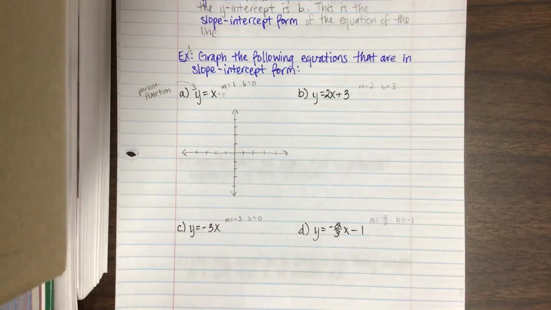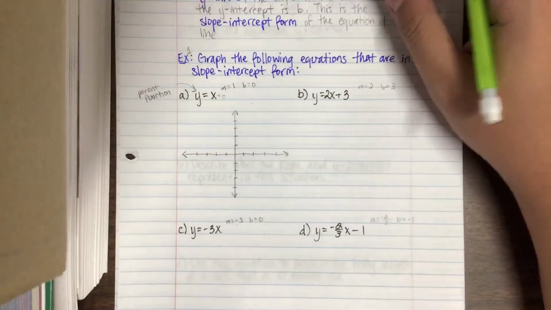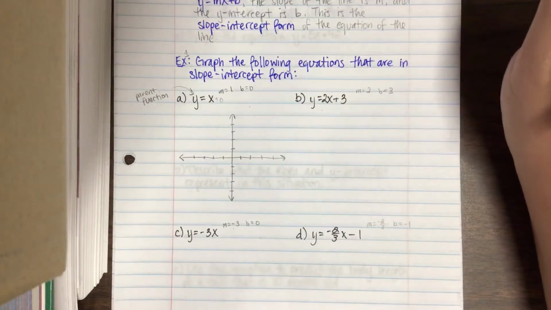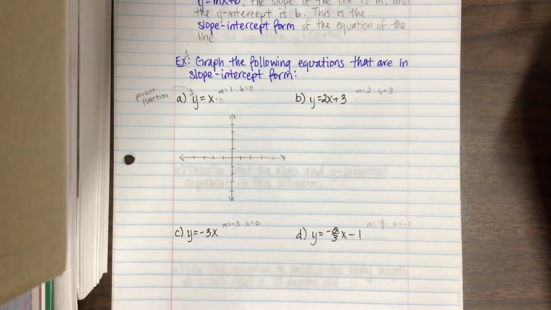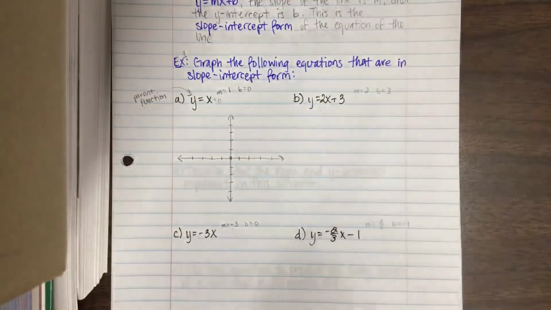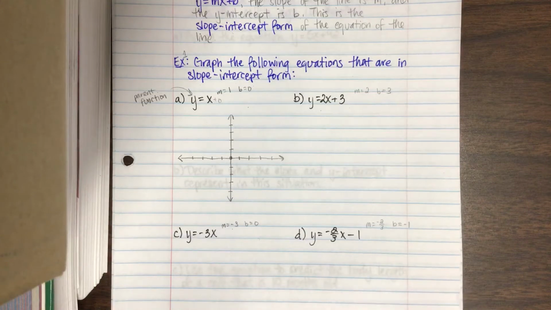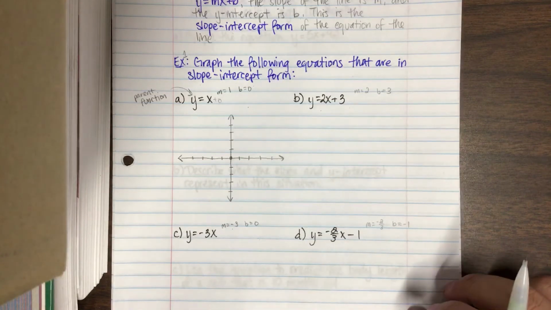How can we use our slope and our y-intercept to graph these equations? Well, we start with our y-intercept, our b. My b is 0, so that means my line is going to hit the y-axis at 0, which in this case is the origin. So we can put a dot there. That's our starting point. And then we're going to use our slope to find the rest of the line.